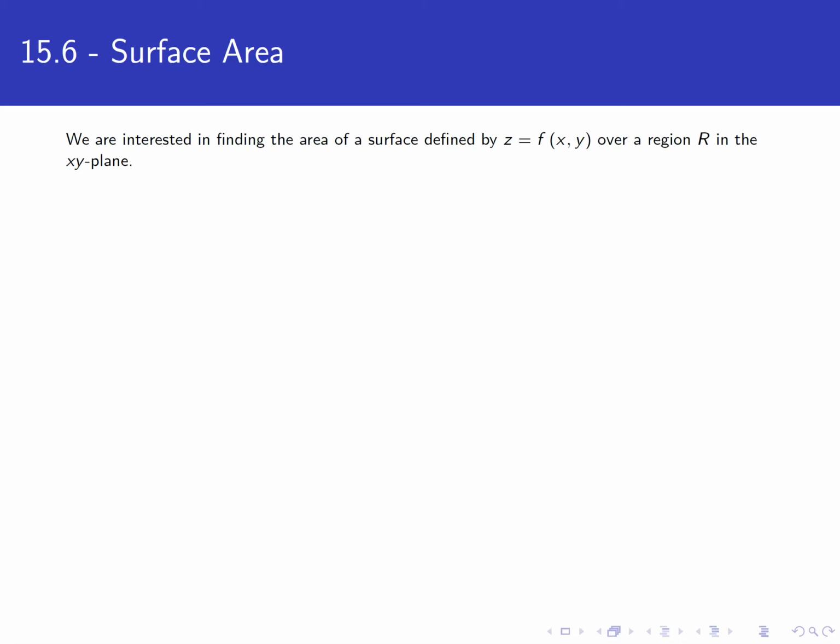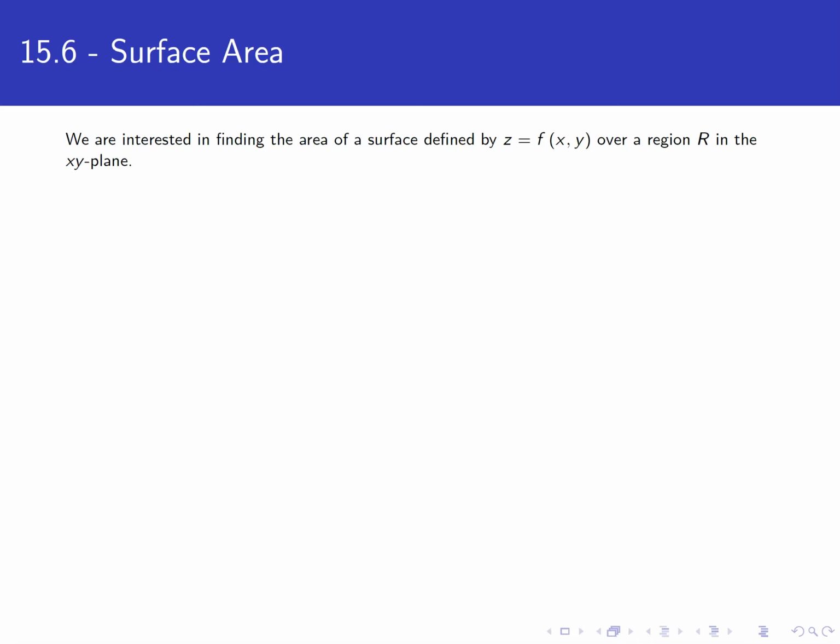In this video, we're going to find the area of the surface that's defined as the graph of a function of two variables over a region in the xy plane. So we're given the function z equals f of x y, and we've got some region R in the xy plane, and we're going to approach finding the area of the surface much like we've done everything else when we've found, say, volume under a surface.